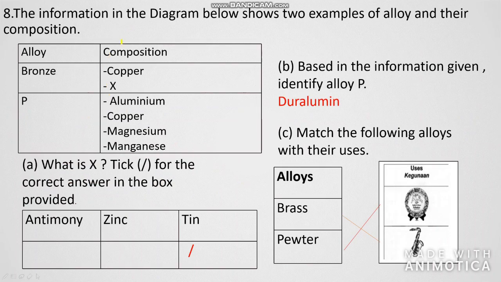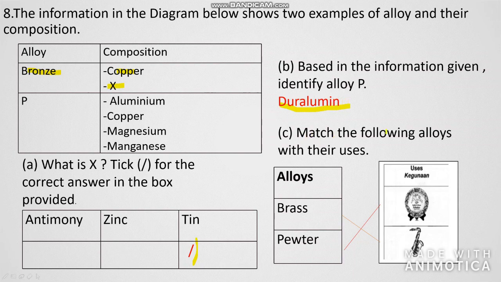Okay, next. The information in the diagram below shows two examples of alloy and the composition. Alloy and composition. So alloy is bronze and the composition in bronze is copper and also tin. So the answer here is tin. So look at this one. The composition, aluminium, copper, magnesium and manganese. What is the alloy? The alloy is duralumin. So masih ingat apa kegunaan duralumin? It is used to make the body of an aeroplane, sebab dia sangat ringan.